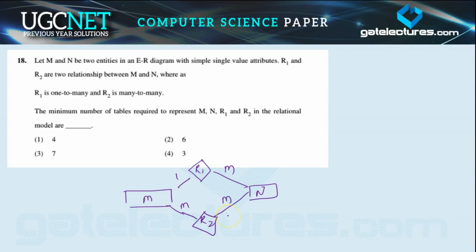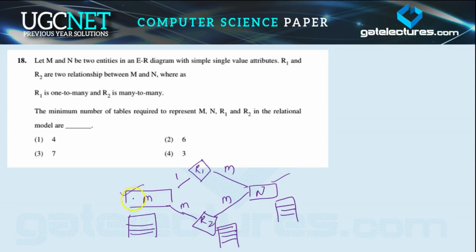You know that in the many to many case, we need a separate table for all the entities, and for the relationship table, right? So one table is required for this, one table required for this, and one table we require for this.